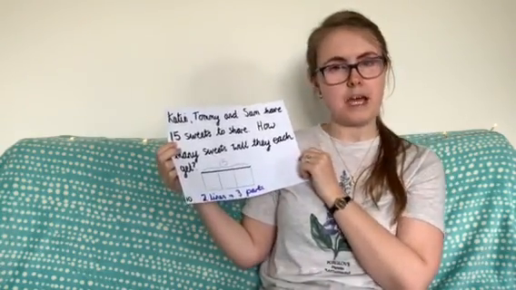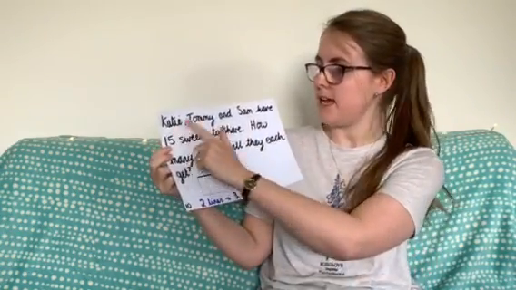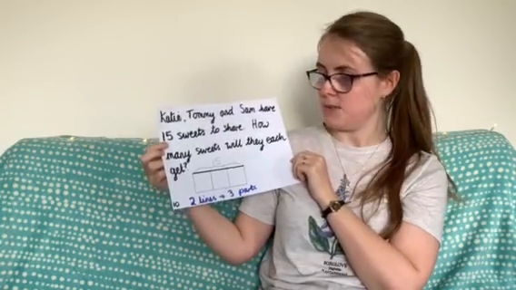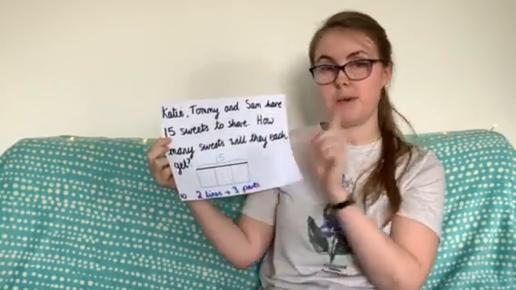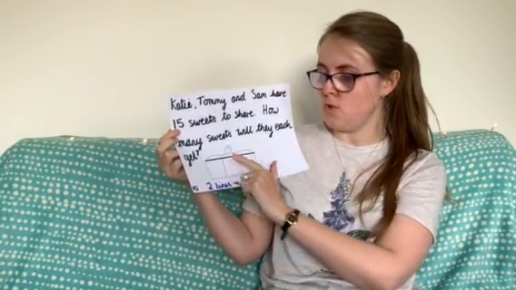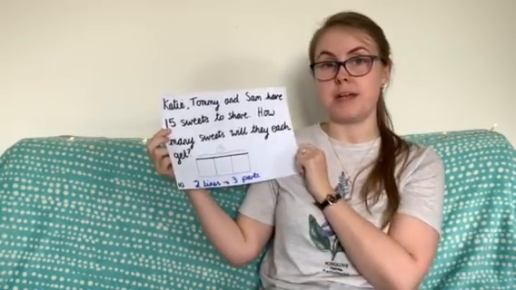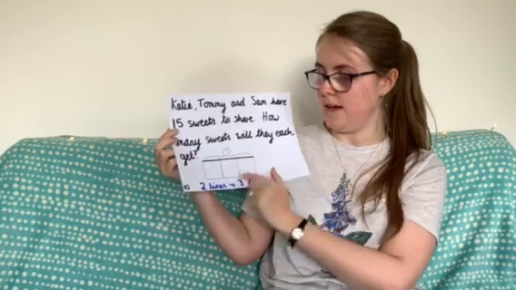Now, we need to think about how many people we're sharing these sweets between. So we've got Katie, Tommy and Sam. So we've got 3 friends that are sharing the sweets. So I've split my bar model into 3 parts. Now a little trick to remember when you're drawing them is that I only need to draw 2 lines. If I draw 3 lines, it's going to end up being split into 4 parts, and we only want 3 parts. So you just need to draw 2 lines.